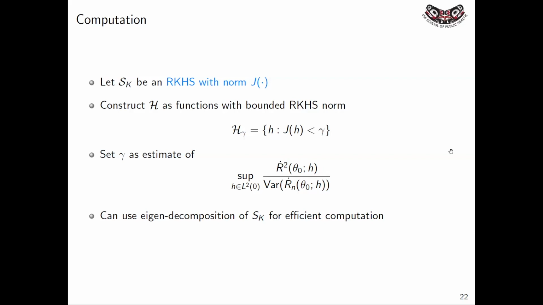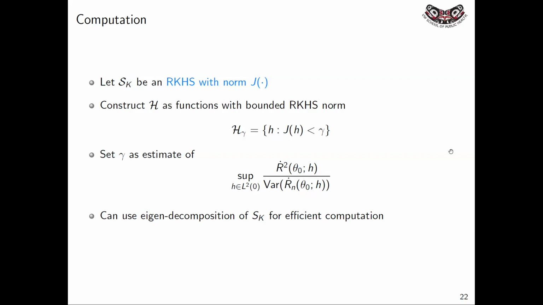And we construct H as all the functions whose norm is less than some gamma. And gamma is set to an estimate of this maximum. Remember that this would give us a maximum power. So we want to construct the direction so that we maximize our power. We need to find the function class H in a way that gives us the best chance of rejecting the null. And this is basically what I had mentioned before, that for a single direction, this maximizes the power.